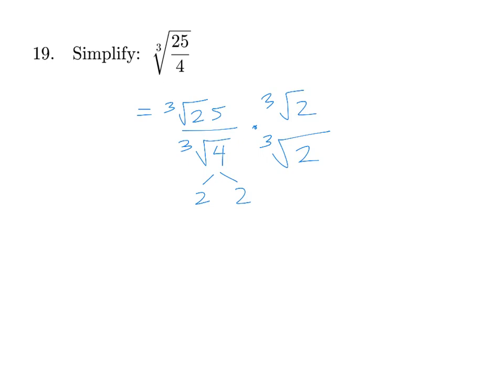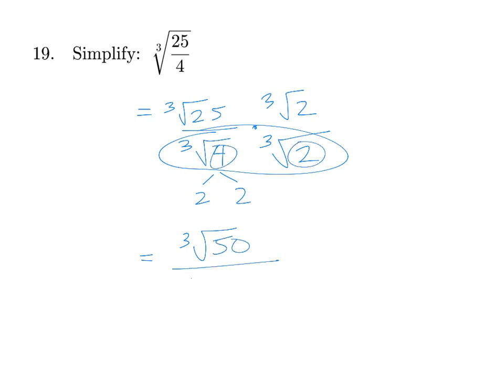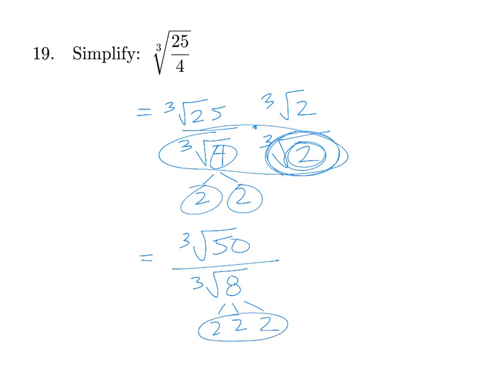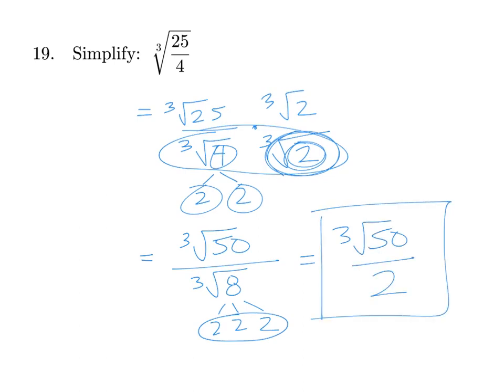All right, let's understand why I just did that. I'm going to end up with the cube root of 50 on top, and on the bottom, I'm going to end up with 4 times 2, the cube root of 8. All right, I intentionally did this because now I have 1, 2, 3 2's. All right, cube root of 8, 2 times 2 times 2. So I have a group of 3. That means I could get rid of the radical. So I have cube root of 50 over 2. Done. I've simplified the radical.